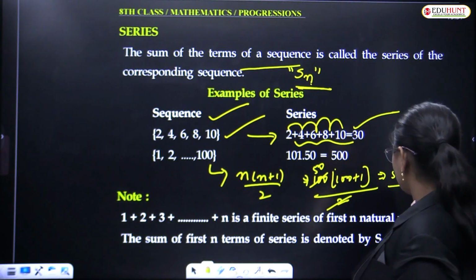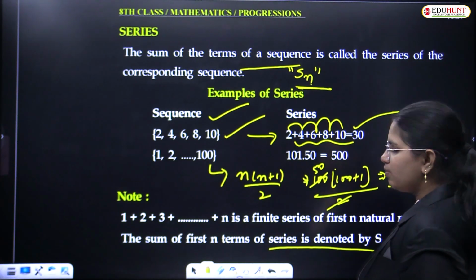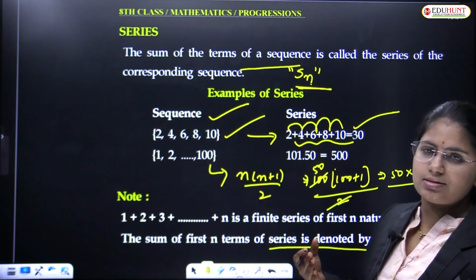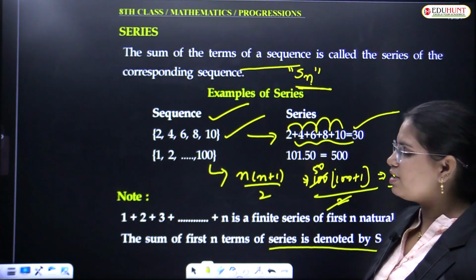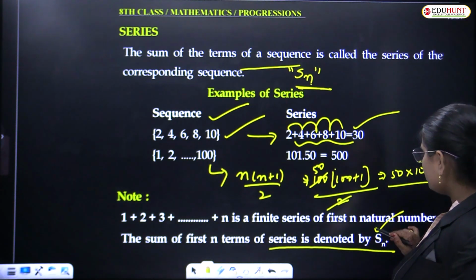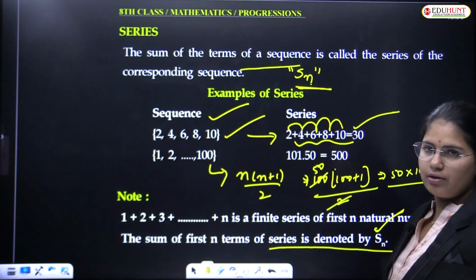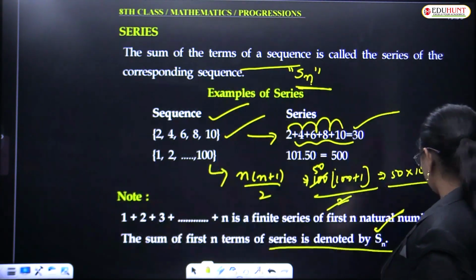Am I clear with it? So I already told you the sum of all terms of a sequence is nothing but series, and it is represented with S suffix n. Clear? Chalo.